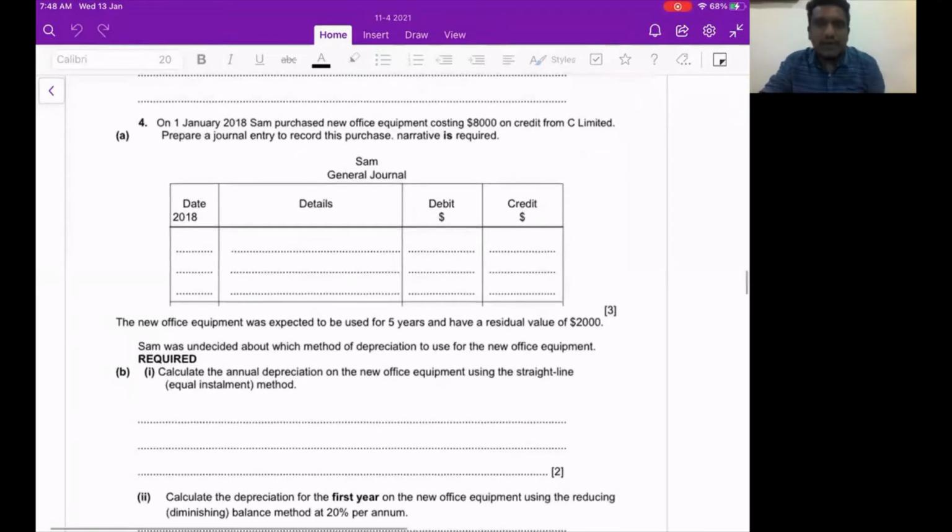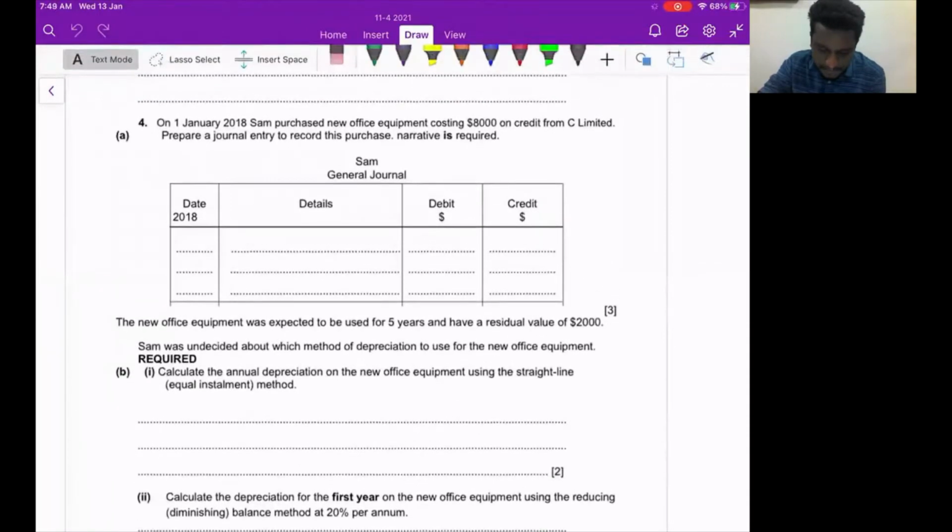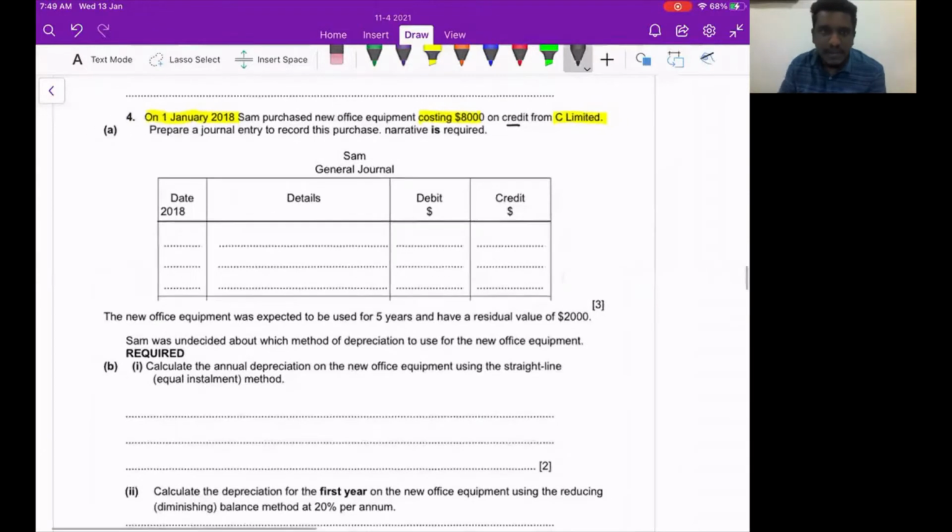Okay. We read question number 4. On 1st January 2018, Sam purchased new office equipment costing 8,000 on credit from C Limited. On credit means we haven't paid. Prepare a journal entry to record the purchase. Narrative is required, so we need to record this.